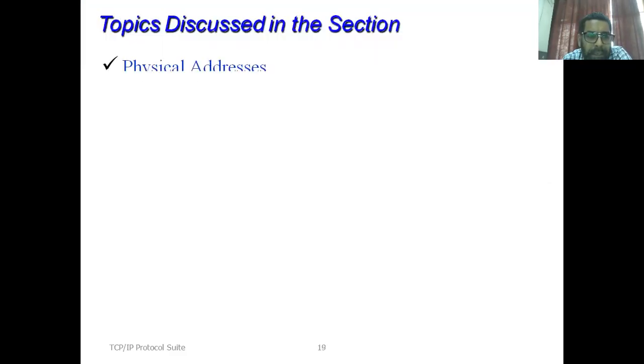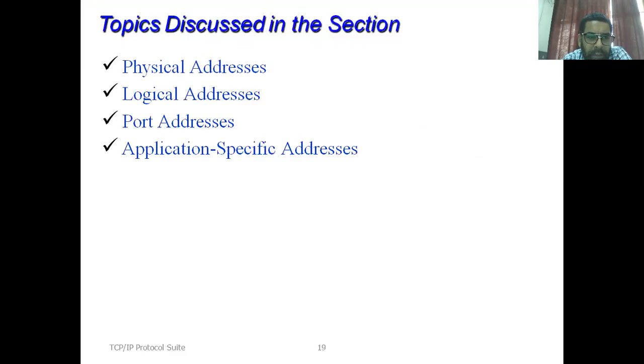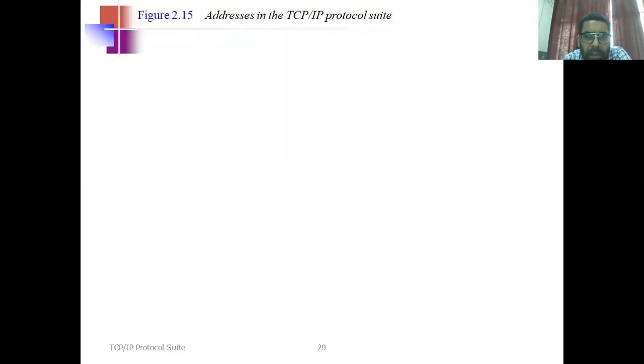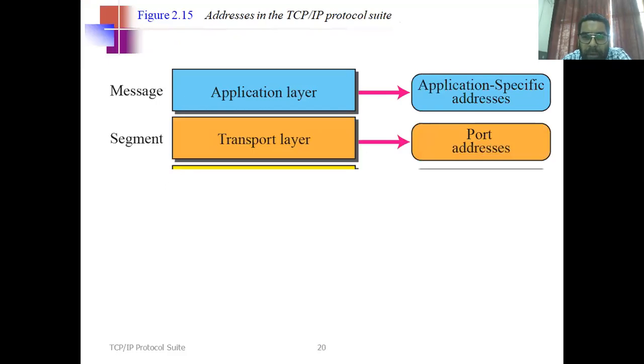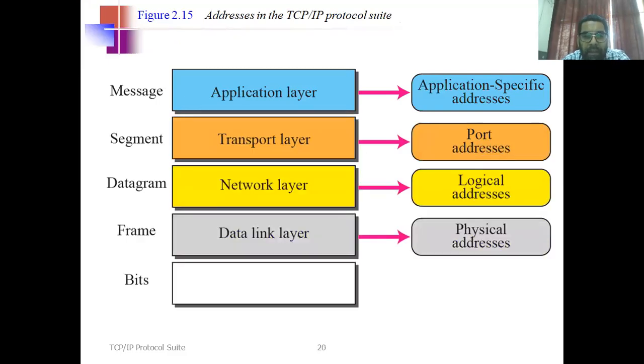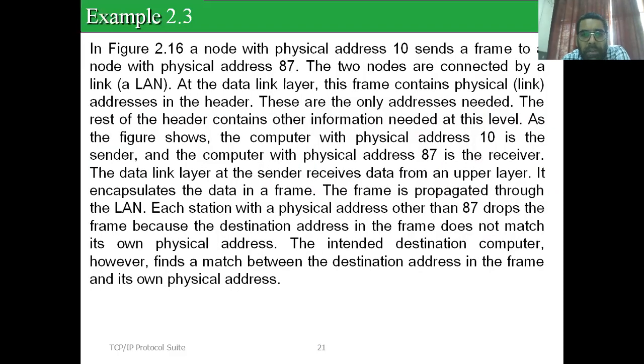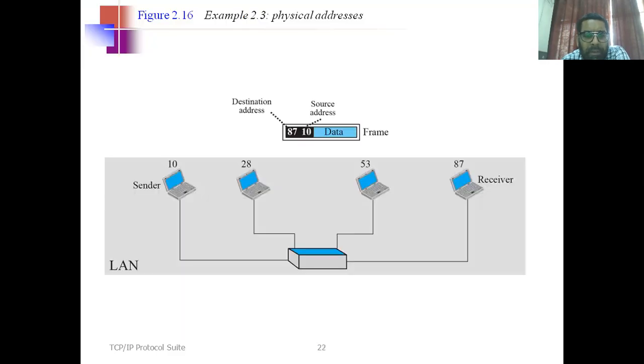So these are the things that we'll discuss: physical address, logical, port, and application specific address. This is what I have already talked about. At the physical layer and the data link layer, you use only the physical address. Rather, I should say at the physical layer no addressing is required, because bit by bit information is traveling. And you can see the units of communication: bits, frames, datagram, segment, and message. This is shown here with the help of a diagram.